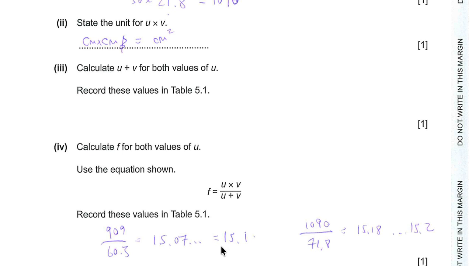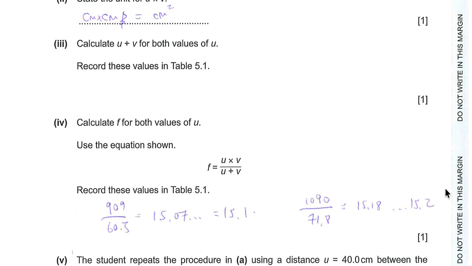I presented them to 3 significant figures because the other numbers were given to 3 significant figures. So I had 909 over 60.3, which is 15.1, 3 SF. Same for this one, 3 SF, even though this looks like a significant figure, it's not. 71.8 to give 15.2. So generally, 3 significant figures is required.